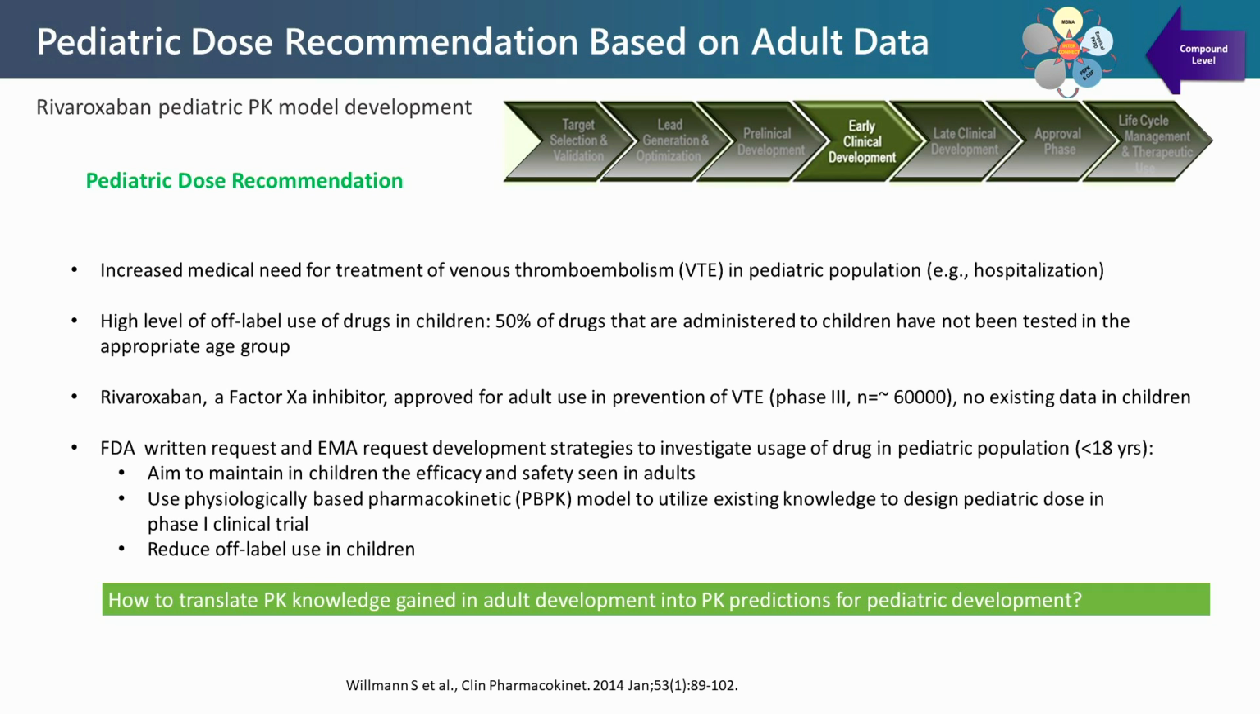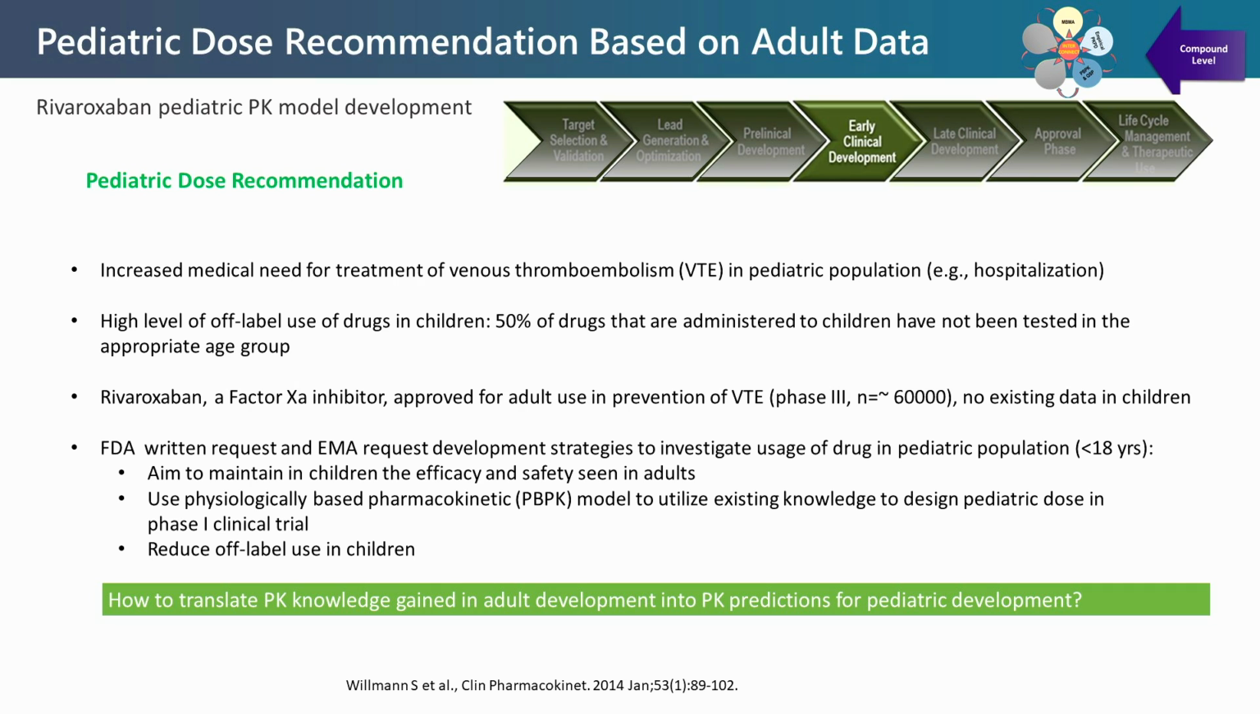by using PBPK modeling to utilize existing data from all phases in adults and taking into account the ontogeny of children to improve the study design by setting the starting dose in the pediatric study. And the aim is ultimately to reduce the off-label use of drugs in pediatric patients. This example is to show how to translate PK knowledge gained in adult development into PK predictions for pediatric development.